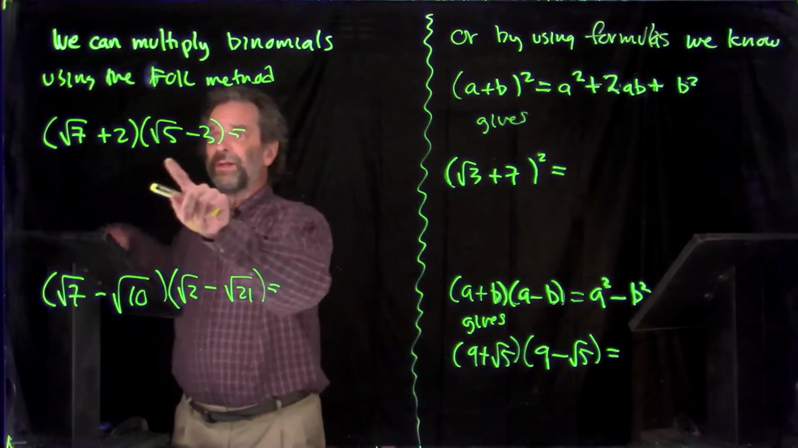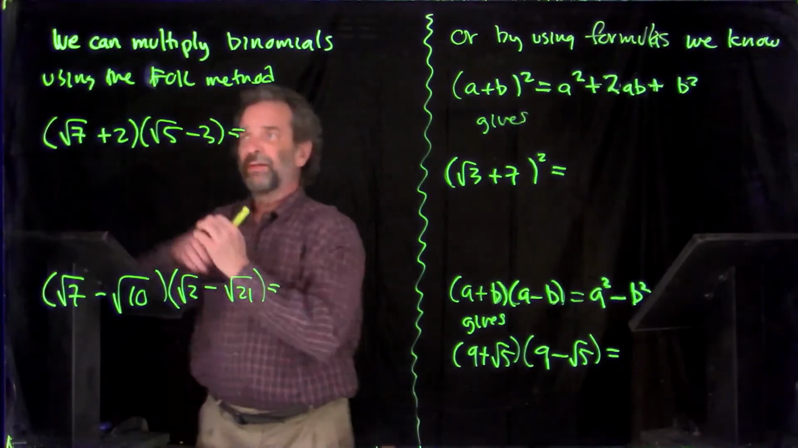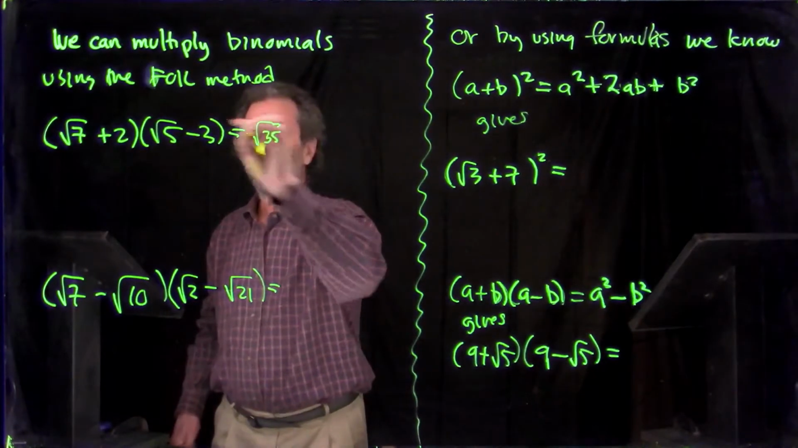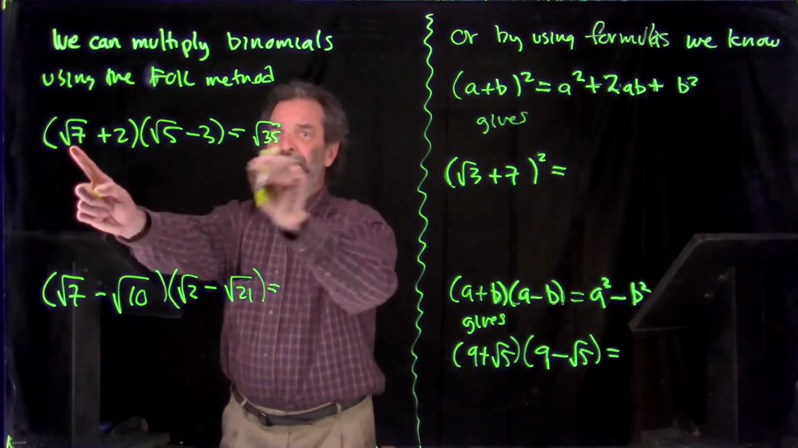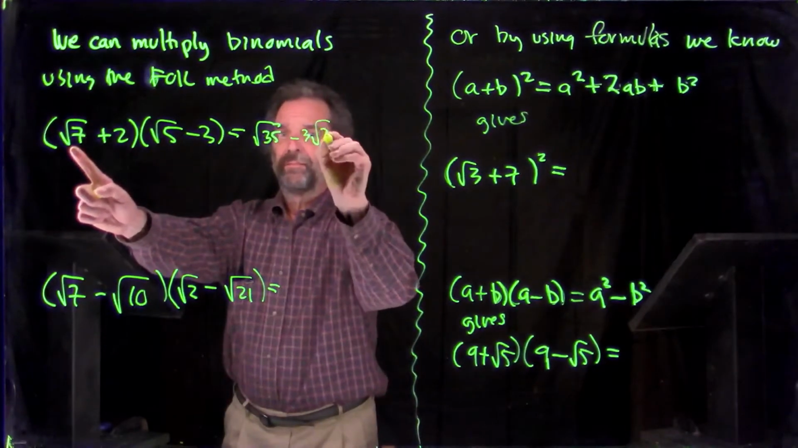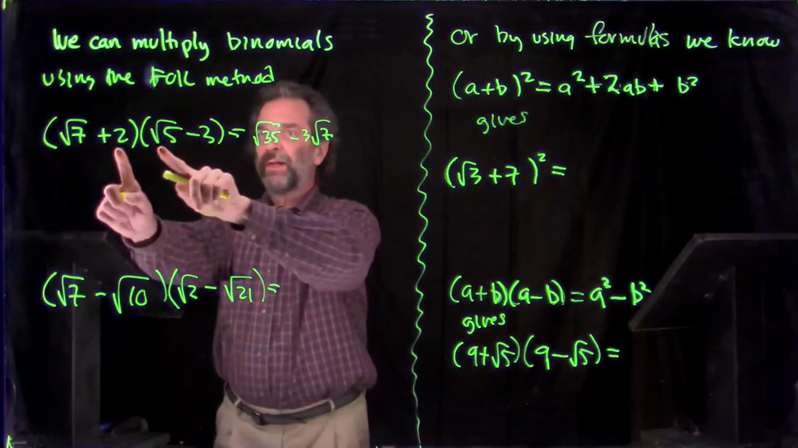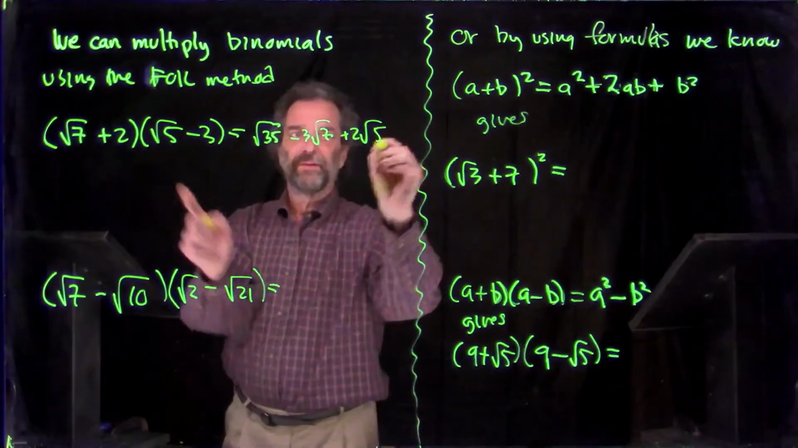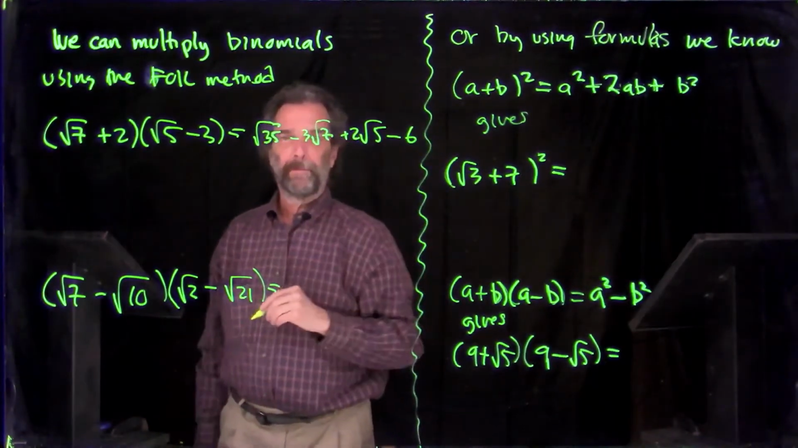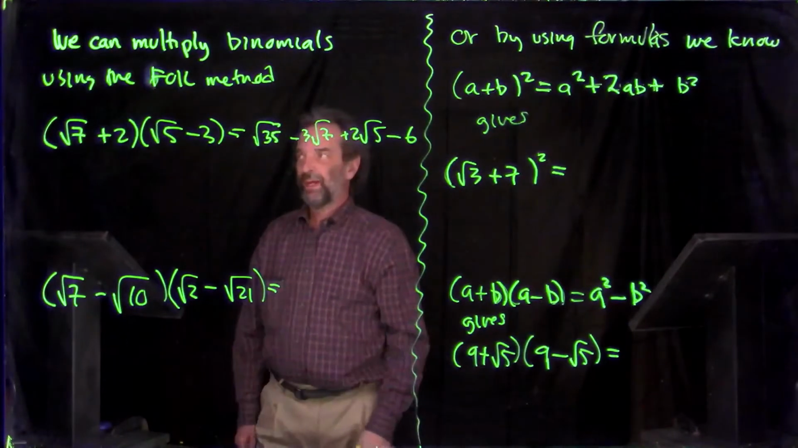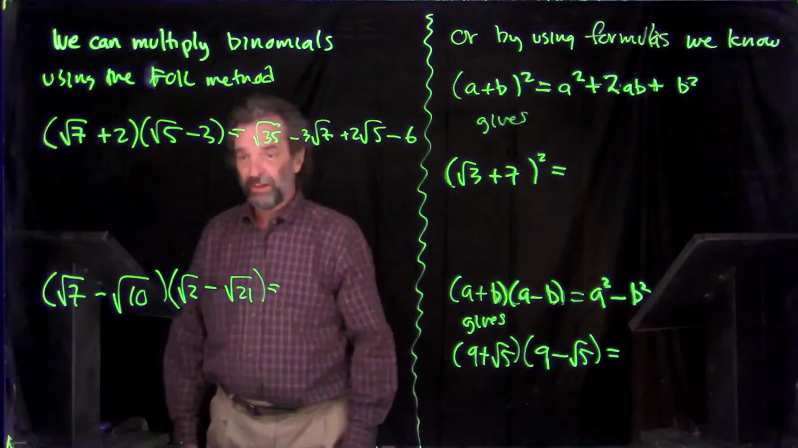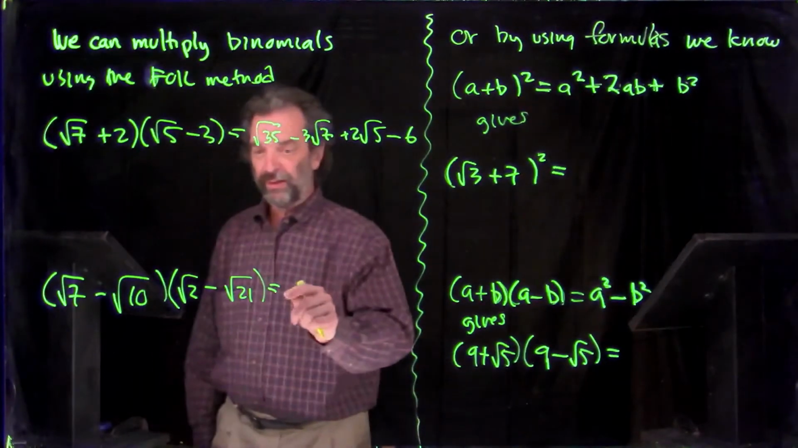So here is the first two factors, root 7 times root 5. That's root 35. Then the outside two, minus 3 root 7. Then the inside two, plus 2 root 5. And finally the last two, minus 6. Oh, and I didn't have to try to squeeze that in. I'm done. That's interesting. And down here, same story.